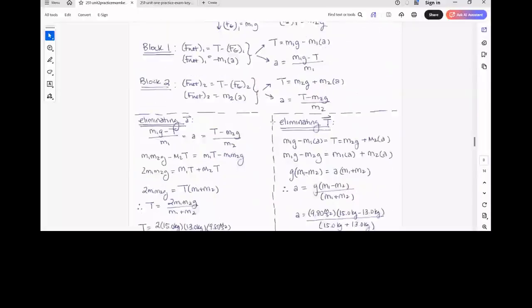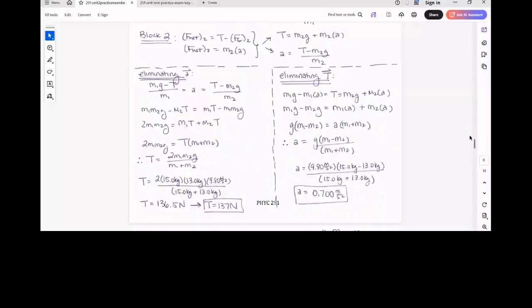Now, if you chose to eliminate tension first, then you would have followed the same procedure that I have here at the bottom right. I set those two T statements equal to one another, and then I worked on isolating A. And the acceleration that I have here is free fall acceleration times the difference between the masses, all divided by the sum of the masses.